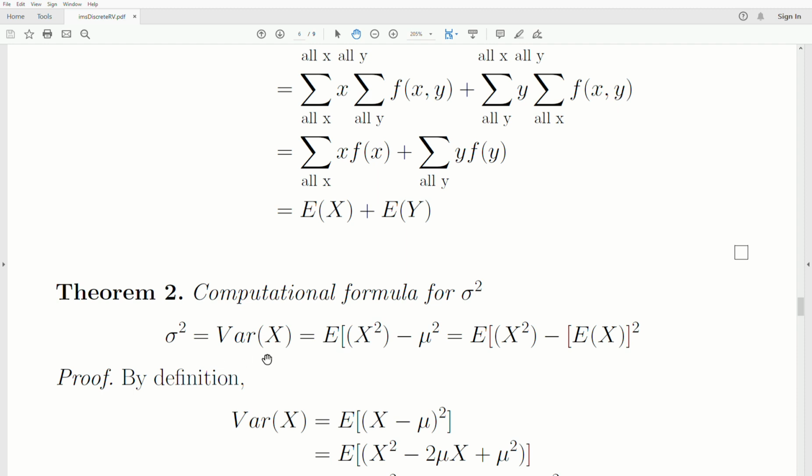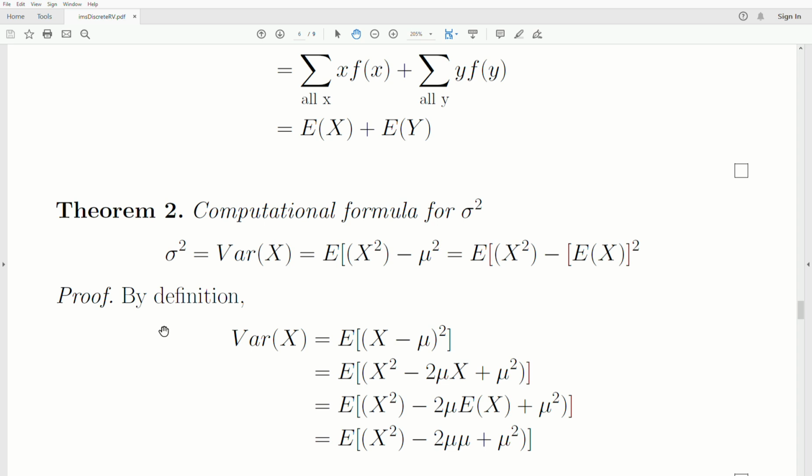Now, computing the formula for the variance, sigma squared, can be pretty tedious. So there's a shortcut formula for it, and it is this. Sigma squared, the variance of x, is the expected value of x squared minus the mean squared, mu squared. And mu squared can be thought of as the expected value of x, quantity squared.